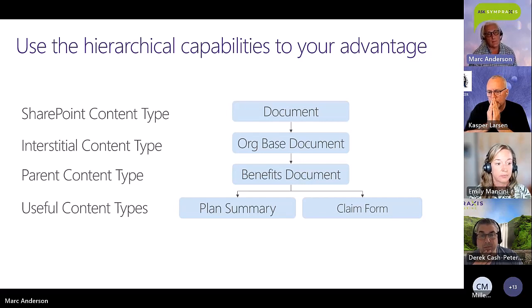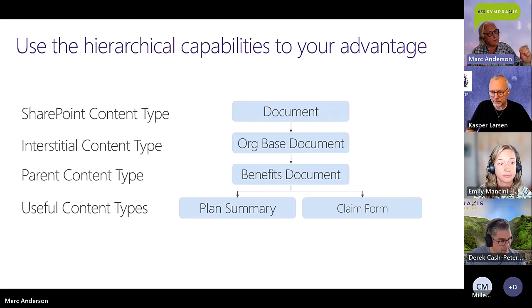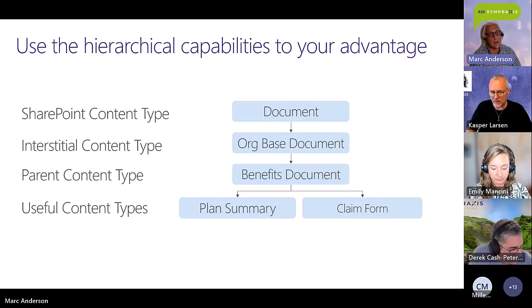And then we might have something like benefits document inherit from that base document content type. And then the different types of benefits documents, a plan summary, a claim form, a benefits description, whatever, would inherit from that benefits document content type. And if you think about it, that gives us a lot of different places to hook into for rolling content up or reorganizing it. Show us all the content that inherits from benefits document, or show us all the content that inherits from our organizational base document.